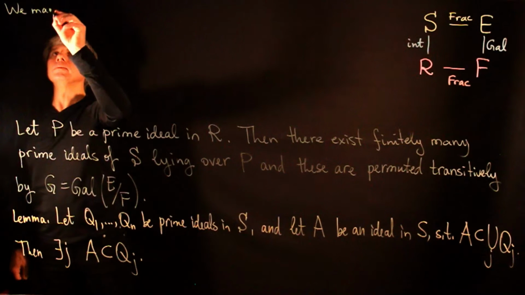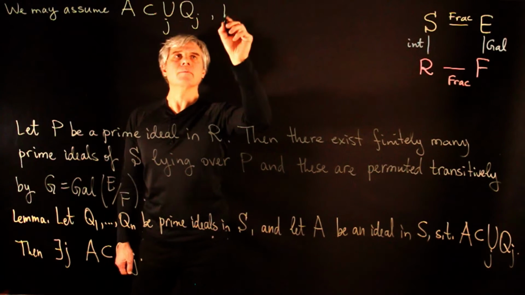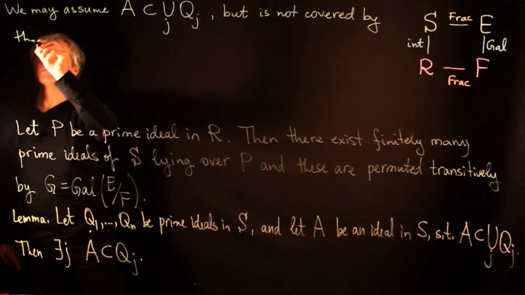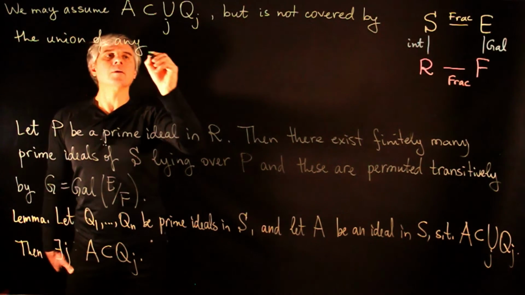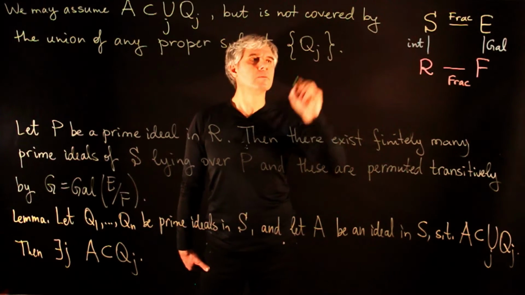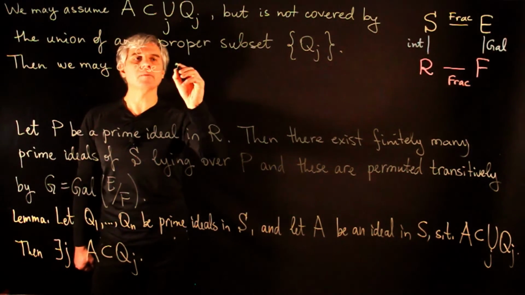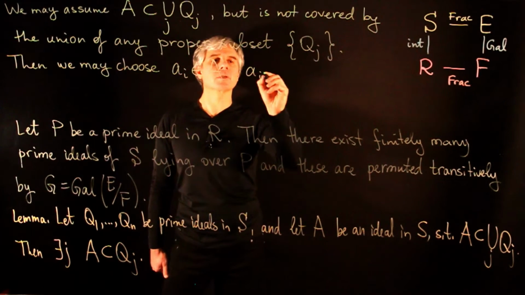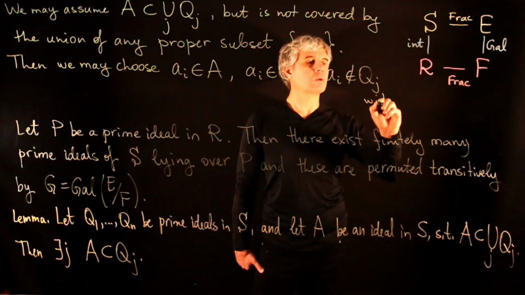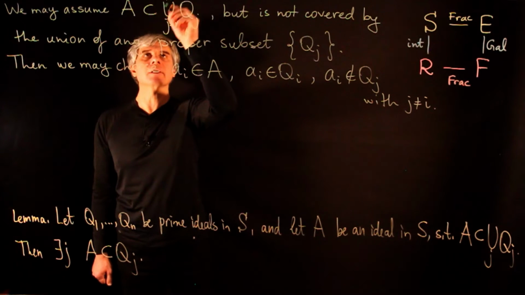We may assume that A sits inside the union of Qj's, but is not covered by the union of any proper subset of the set of ideals Qj's. Then we may choose for each i an element ai in A which belongs to Qi but does not belong to any Qj with j different from i. What we are trying to prove is that the number of the ideals in this minimal cover is equal to 1.